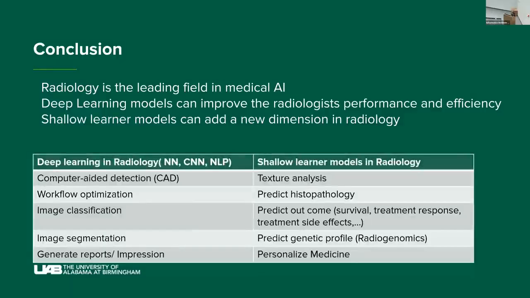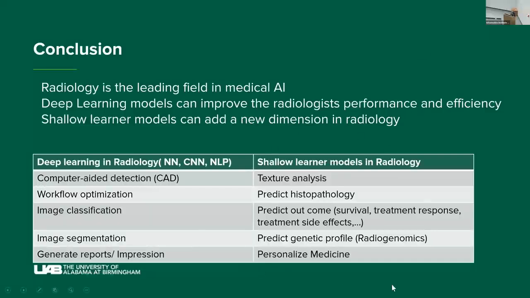However, as you see in this field, we are in good shape in the research, publication, and development of deep learning models in radiology. We can do computer-aided detection, workflow optimization, image classification, segmentation, and generation of the report and impression. So we are doing fine at this stage. By using deep learning, these platforms eventually can improve our efficacy as radiologists.